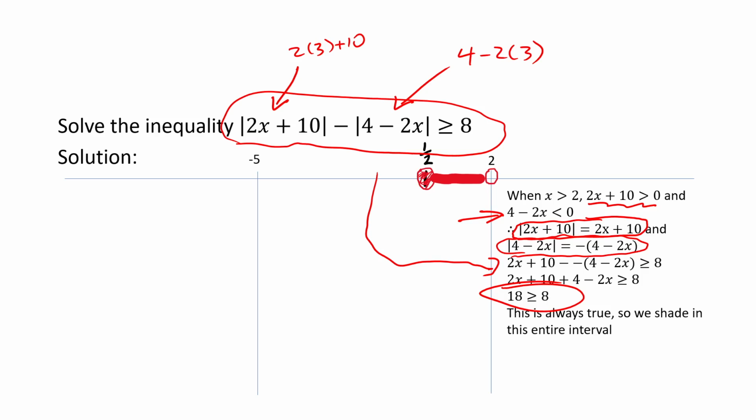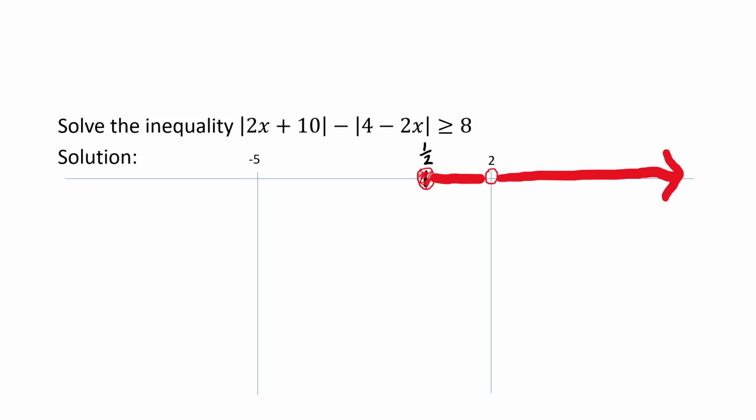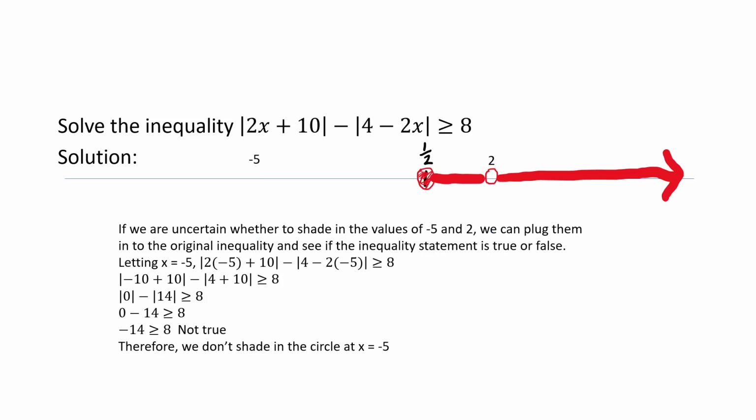So that means for all values of x in this interval, we're going to shade them in. So we shade in all values of x meeting the restriction that x is greater than 2. Okay, and that's what we've got. Now, as a final thing, we might want to say, should we shade in the -5 and 2 because we're not sure? If you're not sure, plug them in.